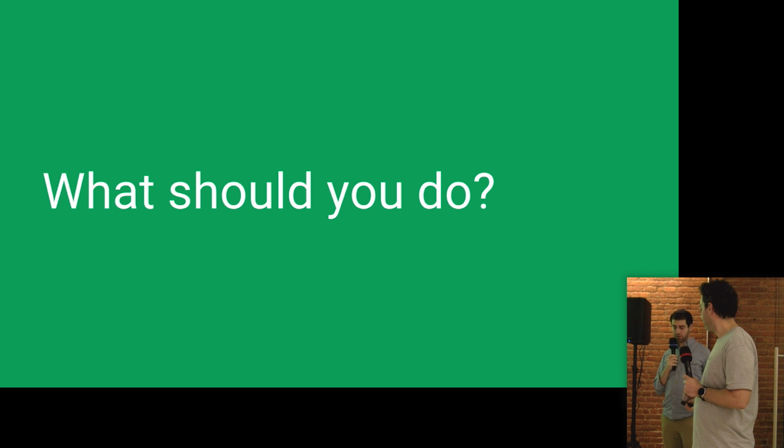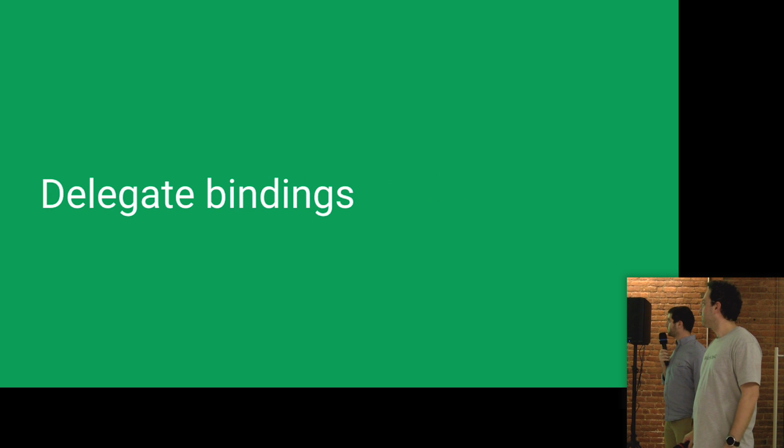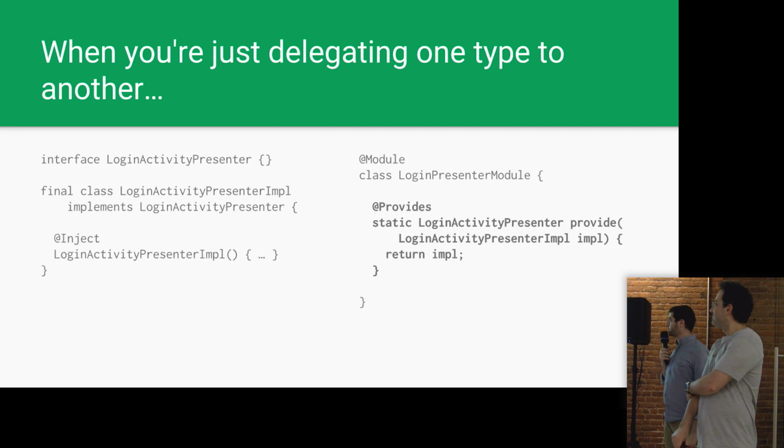Right. So here are some suggestions of what you can do today to slim down your components. The first are delegate bindings, and we'll give some examples. Imagine you have a login activity presenter, and then you have an implementation class. It doesn't really matter what they are.